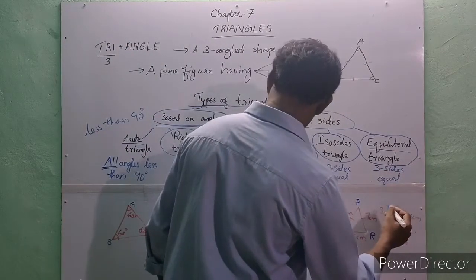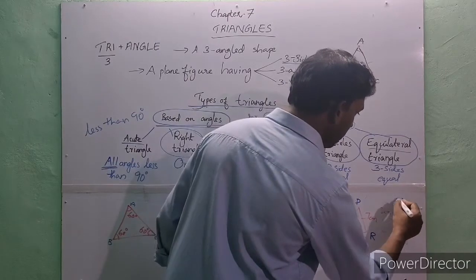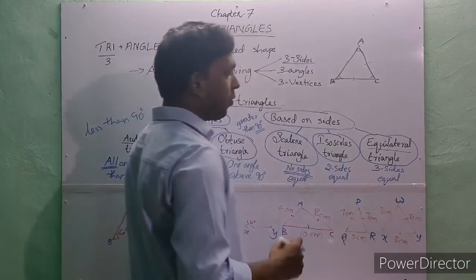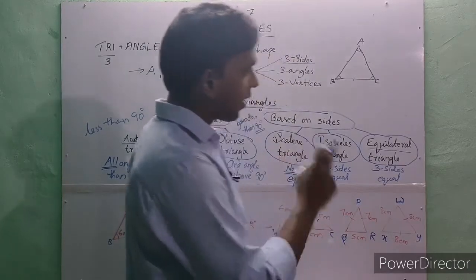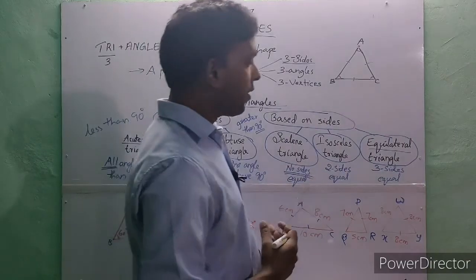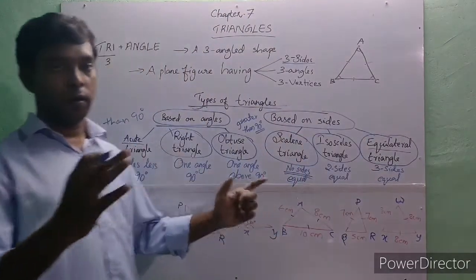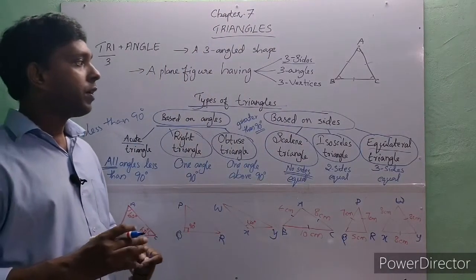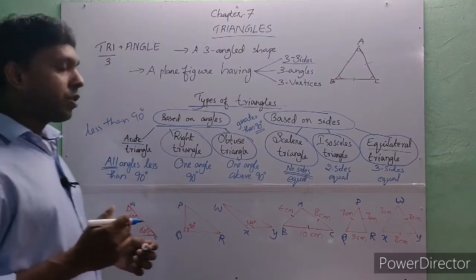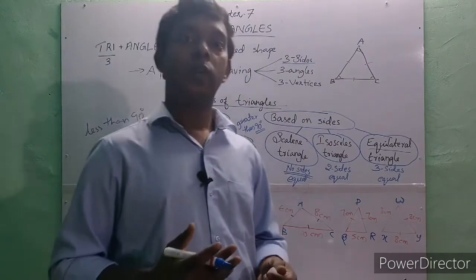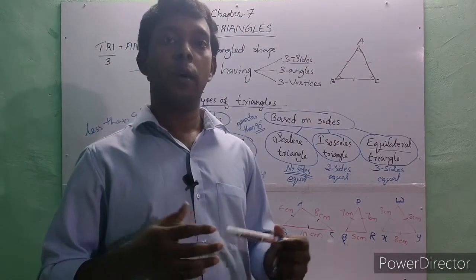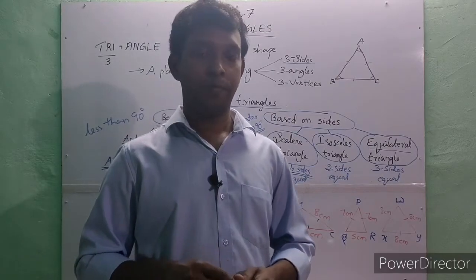Look at this triangle. Let me again name it as W, X, Y. Side WX is 8 centimeters. Side WY is 8 centimeters. Again side XY is 8 centimeters. All the sides are equal. Therefore, it can be called an equilateral triangle. So that is the introduction about the triangles about which we are going to deal in this chapter. Hope it is made clear to all of you.